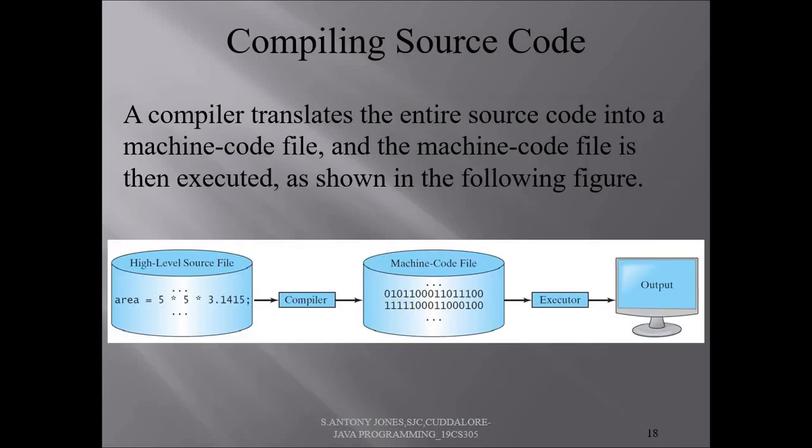Next one, compiling the source code. A compiler generally translates the entire source code into a machine code file, and the machine code file is then executed, as shown here.